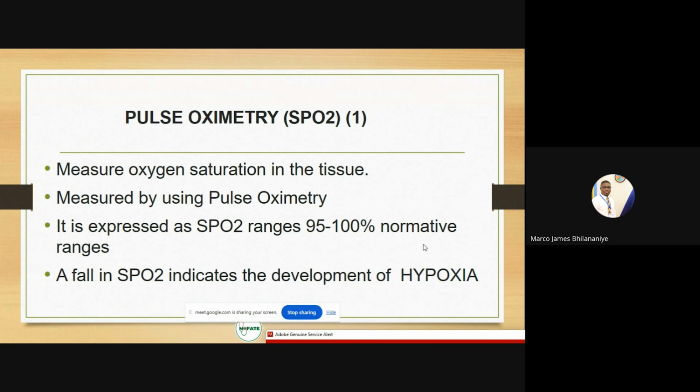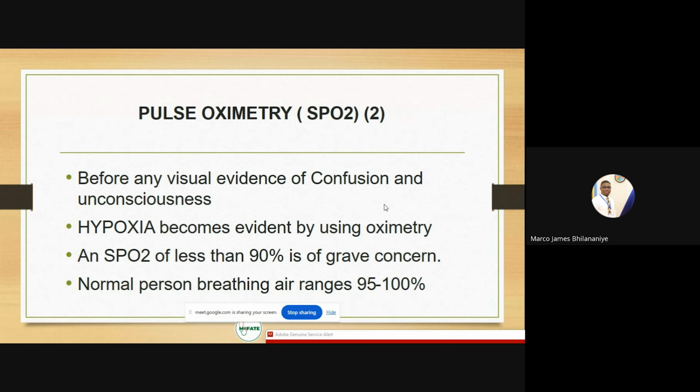So oxygen saturation monitoring is very, very crucial, as the brain tissue, whenever it goes deficient of oxygen for just 5 minutes, it gets damaged. The damage due to lack of oxygen to the neurons of the brain is not reversible. Next slide. Before any visual evidence of confusion and unconsciousness, you have to recognize the level of oxygen saturation from the pulse oximetry. Confusion and changes in level of consciousness come at another point, after you have evidently seen what the oximetry is telling you.